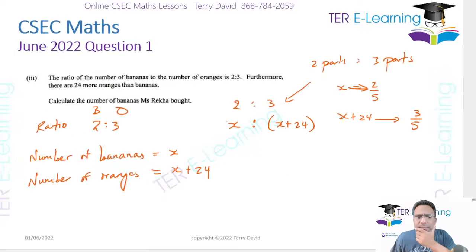Now let's see, do we need anything else here? Hold on. Like I said, I'm now looking at the paper, so let me just read this a little more. Calculate the number of bananas, so 24 more.